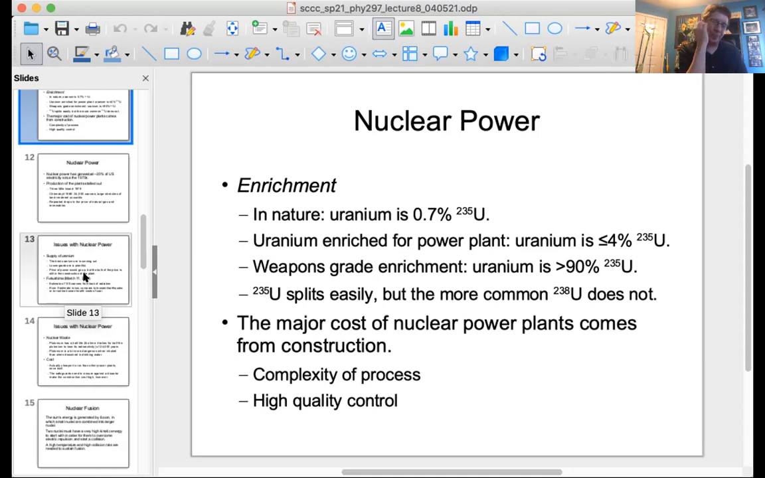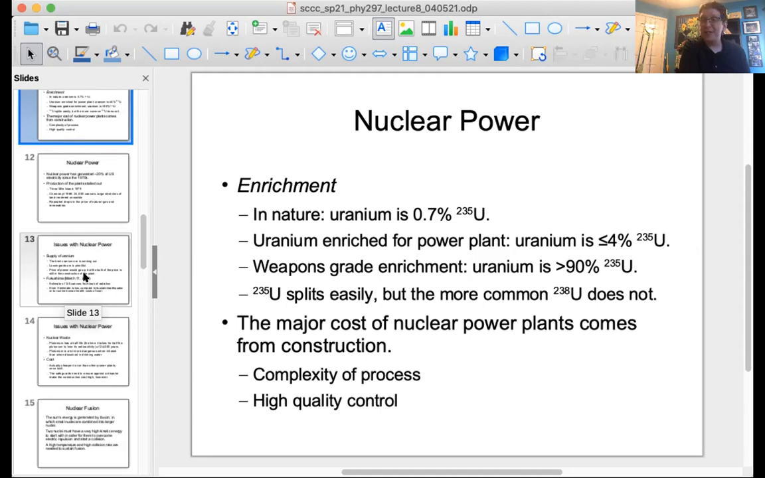So you can tell from the enrichment in a sample of uranium what the people who produce that sample are intending to use it for. It's not actually all that difficult to do that.